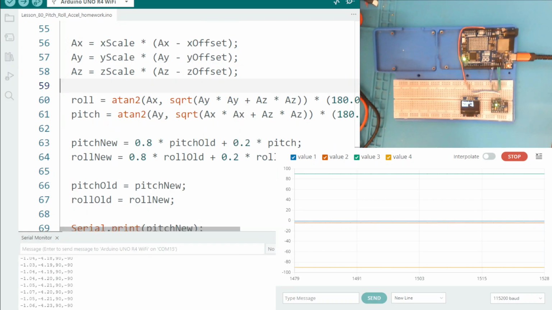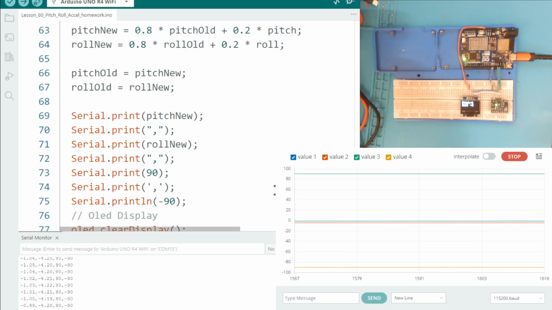Okay, now what we have here is a low pass filter. I do 0.8 times the old because I want to keep that, and 0.2 times the pitch or the new pitch value. And same thing for the roll old and roll new value. And then what we actually print is the pitch new and the roll new. Go down here, we print that in our display.